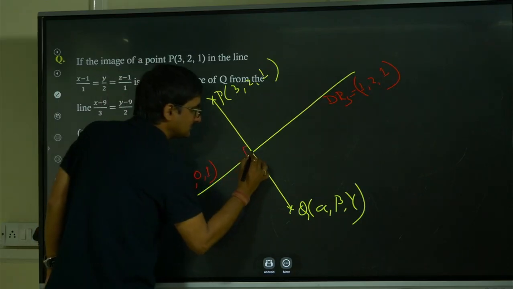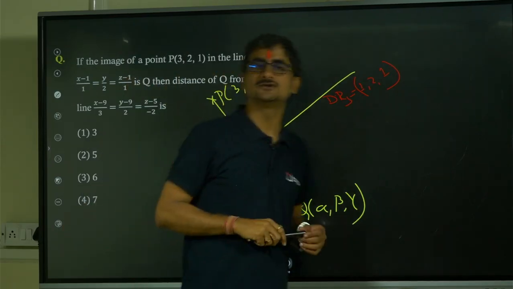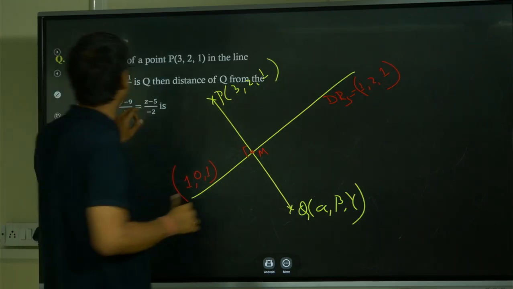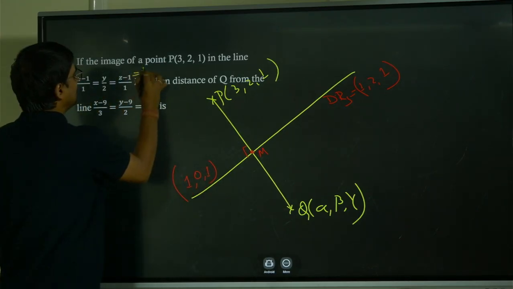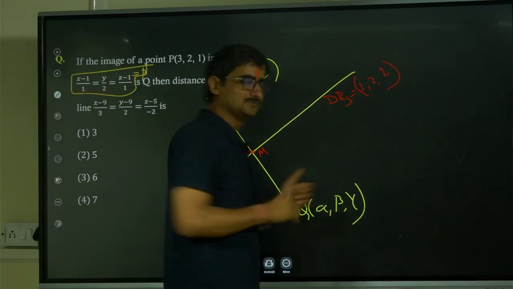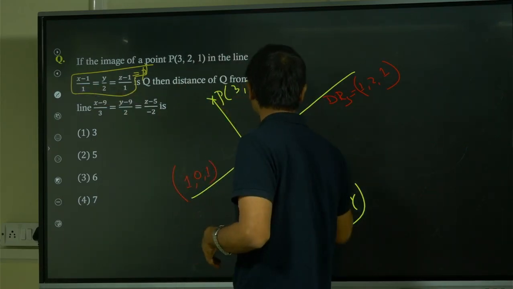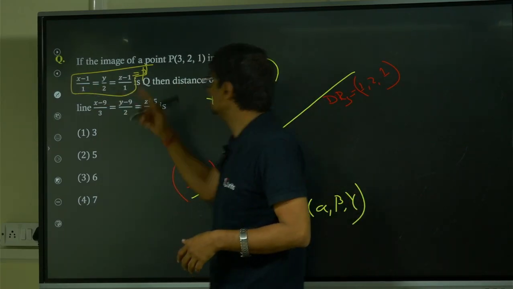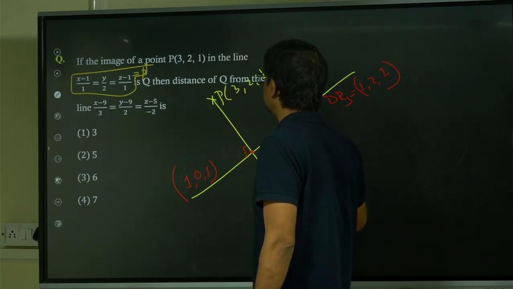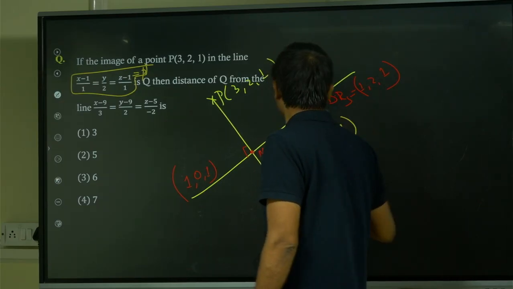Now how to find this image? See, this is M, which is the midpoint of P and Q, and M is the foot of perpendicular drawn from P. So what we can do, we can use this equation of line the way we use it. How? By assuming a point on the line. Equate all the ratios with p and get x, y, z in terms of p. So I can say let the point M be p plus 1 for the x coordinate, 2p for the y coordinate, and again p plus 1 for the z coordinate.